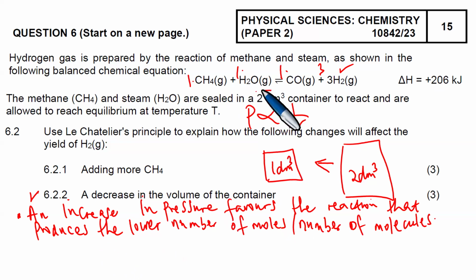Lower number of moles means you are favoring the reverse reaction. An increase in pressure, if you increase the pressure, you need to look for the lower number of moles, 1,1 versus 1,3, and therefore 1,1, it means that an increase in pressure favors the reaction that produces the lower number of moles or number of molecules.